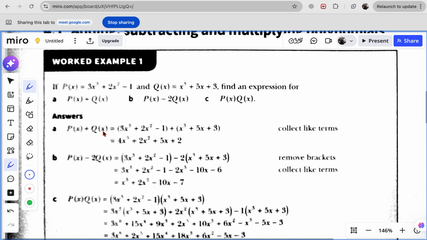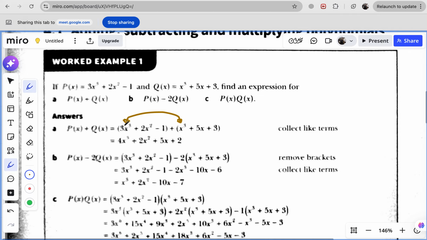p(x) plus q(x), because they say we should add. What's q(x)? x to the power of 3 plus 5x plus 3. Now, we add. We only add the ones with the same power. So when we want to add, we have to add the ones with the same power. What do we mean by that? This one has power 3, right? This one also has power 3. So we're going to add this and this together.